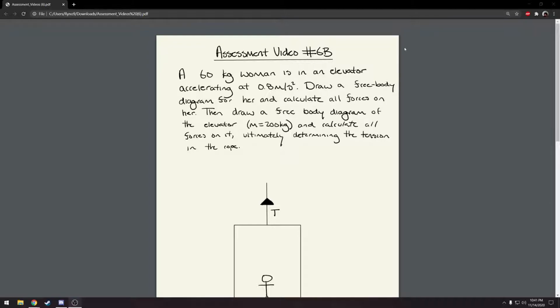Today we have this problem, and it starts us off with a 60 kilogram woman that is in an elevator accelerating at 0.8 meters per second squared. Now the problem wants us to draw a free body diagram for her and calculate all forces acting on her. Then it wants us to draw a free body diagram for the elevator of a mass 200 kilograms and just calculate all forces on it, meaning the elevator, ultimately determining the tension in the rope.